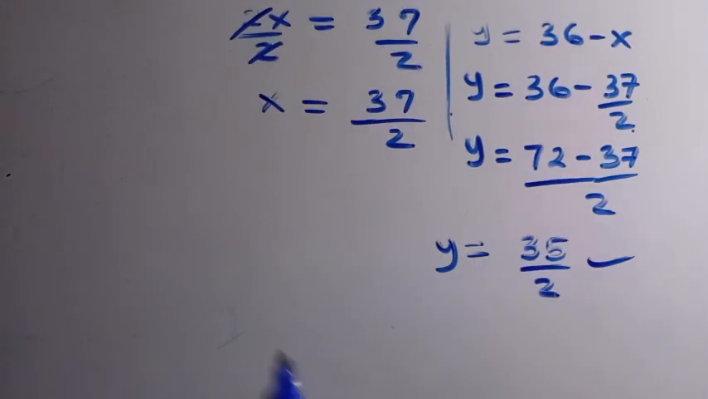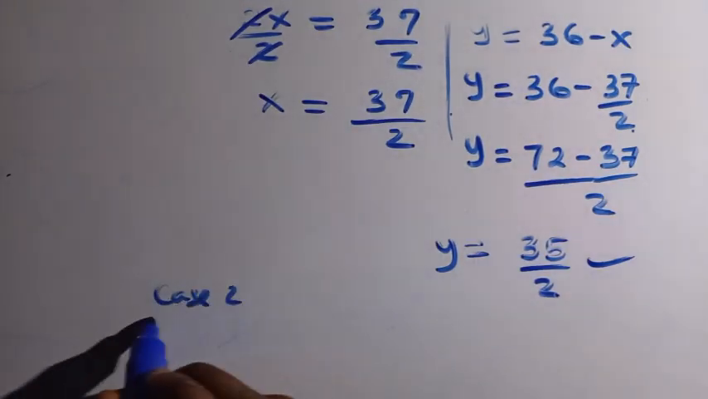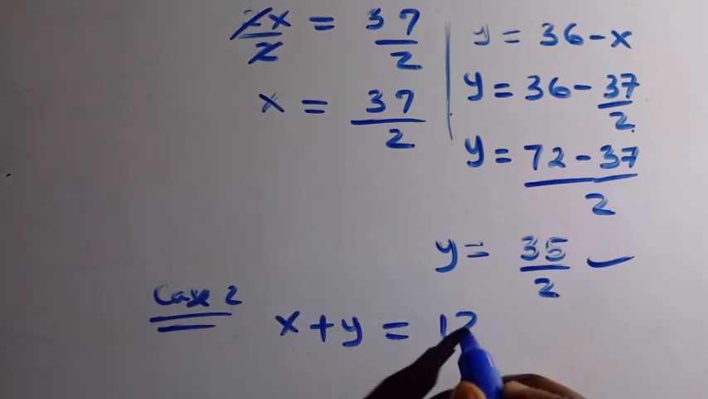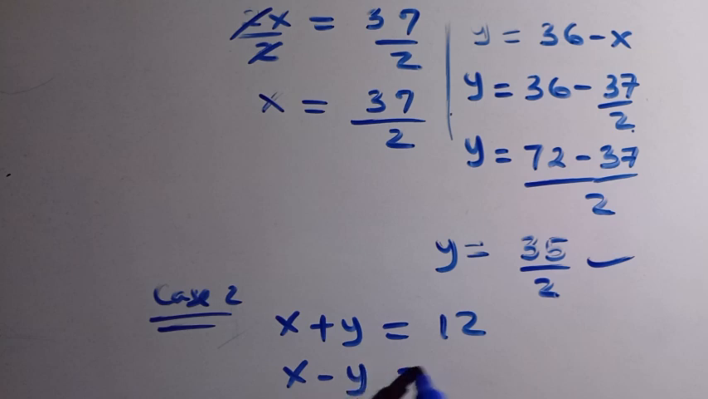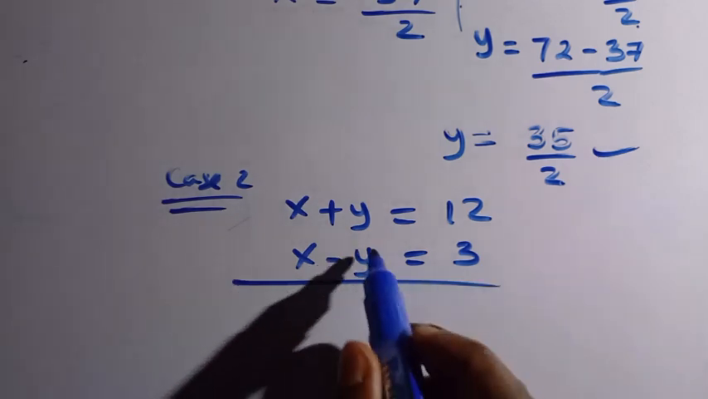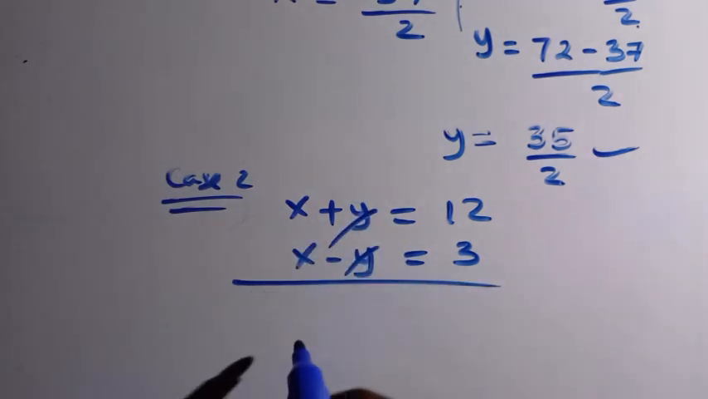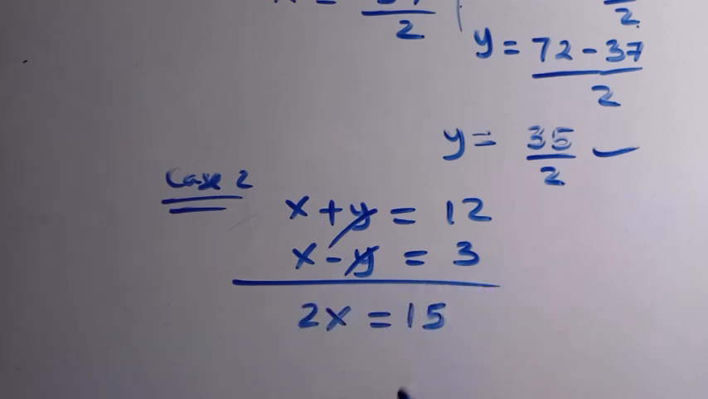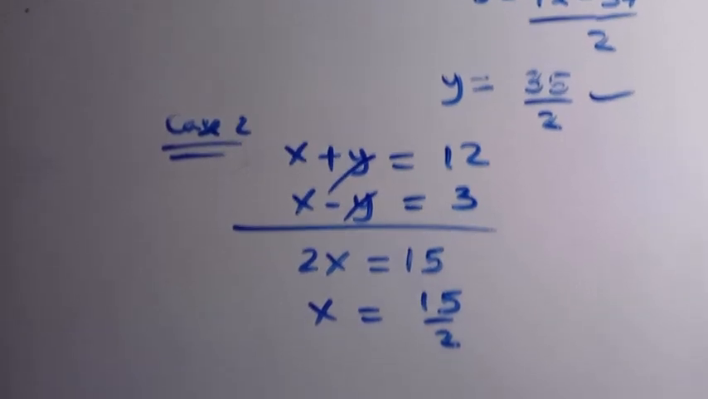And if you consider the second case, we are going to have x plus y equals 12 and x minus y equals 3. So here, let's say we add this together as well, this cancelled, and here becomes 2x equals 15. Then we get x by dividing both sides by 2, so that is 15 over 2, which is the value of x.